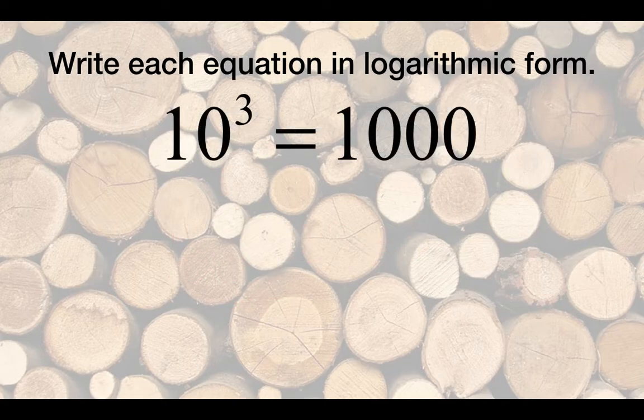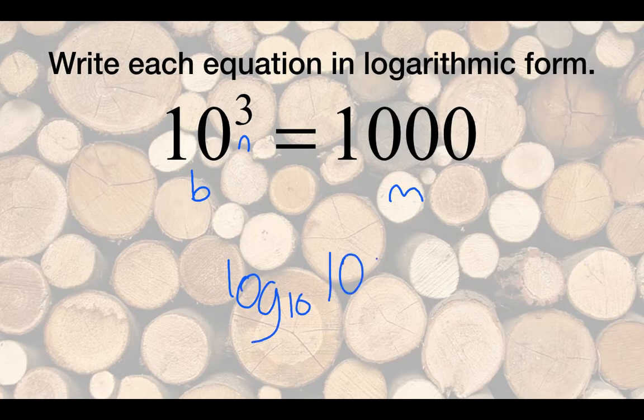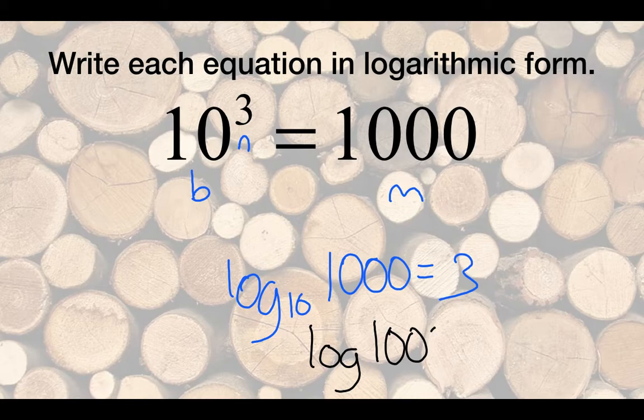Let's try another one. So in this case, this becomes log base 10 of 1,000 equals 3. Oh, it sounds like there is a bonus little fact here. So if we have a log base 10, we can actually just write that as log 1,000 equals 3. So remember, log base 10 is the same as log.